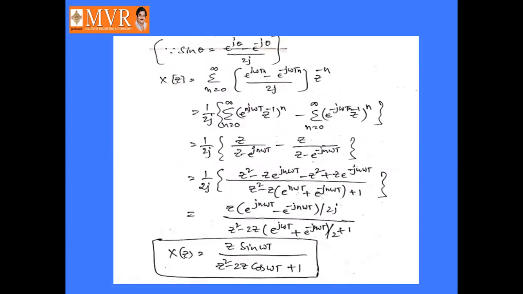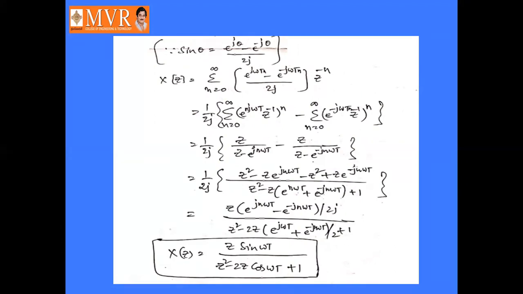sin n omega t into z power minus n. As we already know that formula for sin theta is e power j theta minus e power minus j theta by 2j, right? Okay. So then x of z will become sigma n equal to 0 to infinity e power j omega tn minus e power minus j omega tn by 2j into z power minus n.